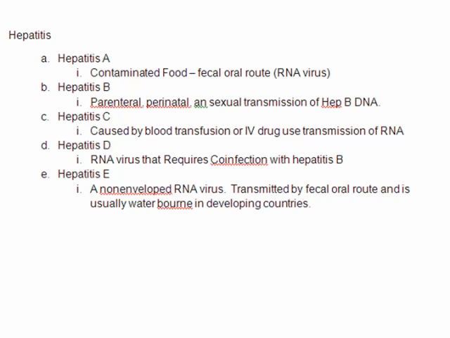Hepatitis C is caused by IV drug use or blood transfusion. That's RNA. Hepatitis D is the one that requires you to be infected with hepatitis B first. That's an RNA virus. And then hepatitis E is very similar to hepatitis A, but it's found more in the developing countries. That one's an RNA virus as well.